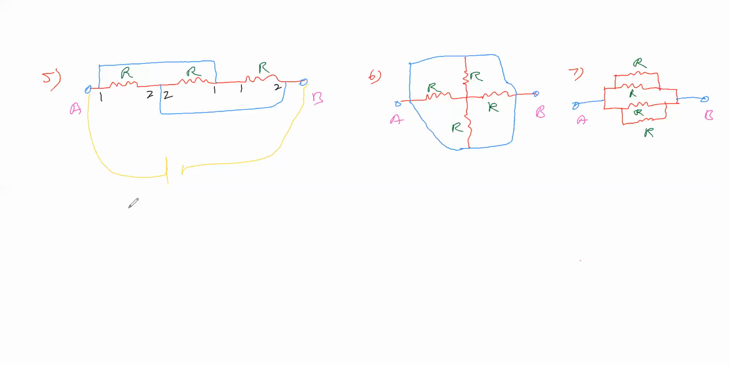In parallel combination, 1 by effective resistance is equal to the algebraic sum of the reciprocals of the individual resistances. If all the resistors are equal, then the effective resistance is equal to 1 by n times a single resistance. In this problem, all the three resistors are in parallel and all these resistors are of equal value, so the effective resistance in the fifth problem is R by 3.